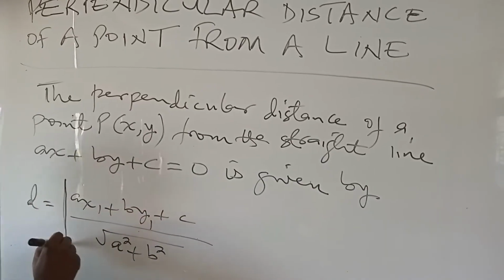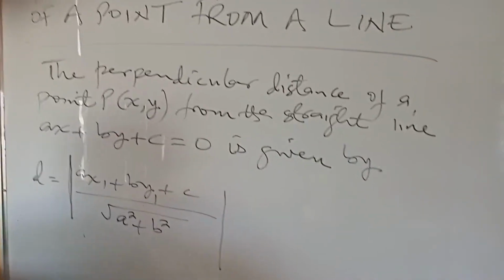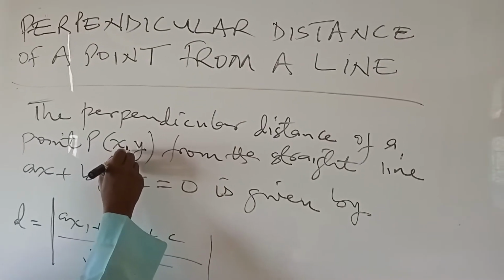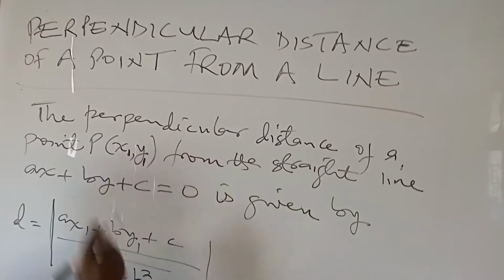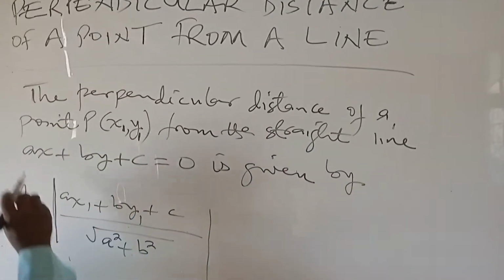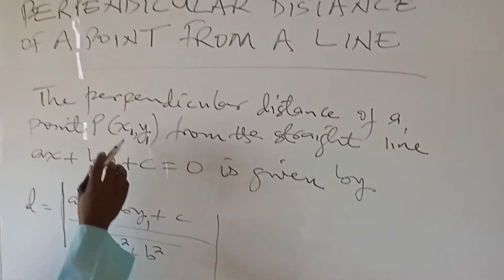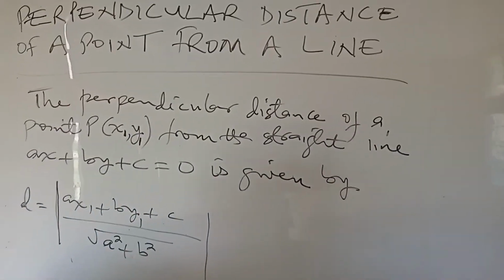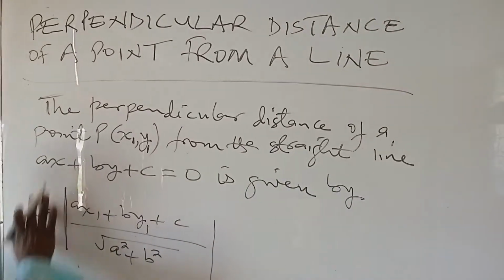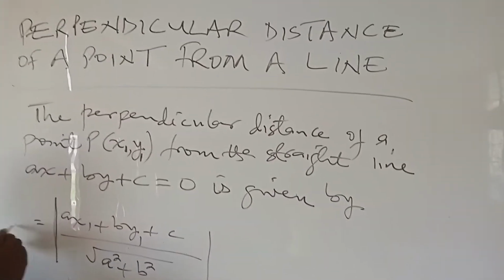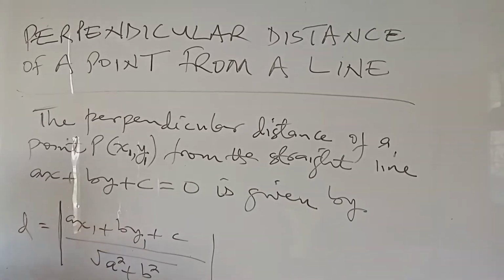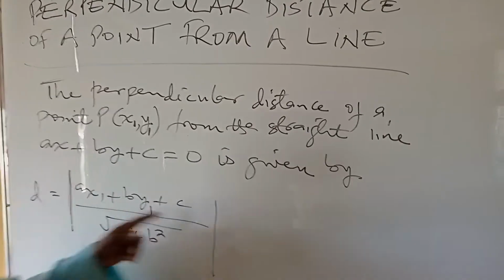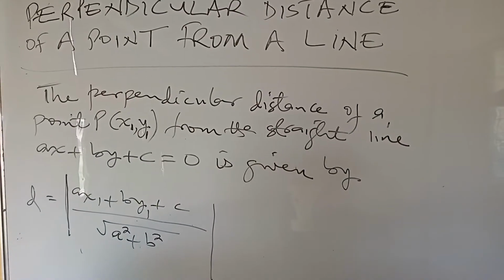This is the absolute value. I beg your pardon, this is x1, y1. That is the perpendicular distance of a point P whose coordinates are x1, y1 from the straight line AX plus BY plus C is equal to 0, given by D. This D is representing the distance. D is equal to the absolute value of AX1 plus BY1 plus C over the root of A square plus B square.